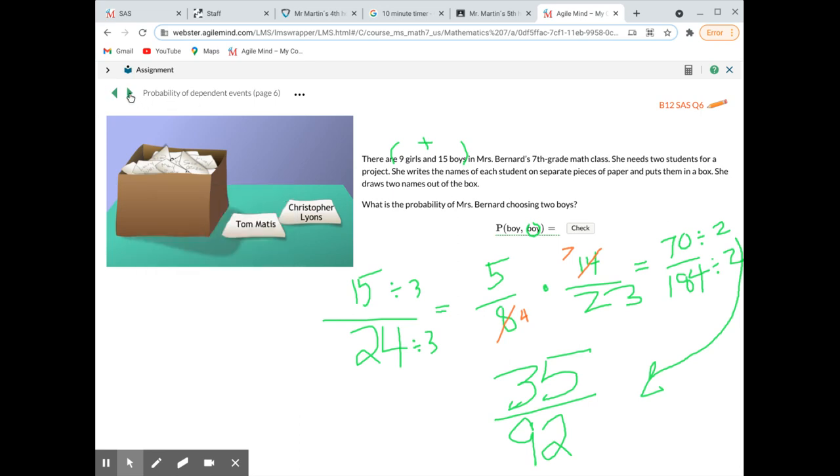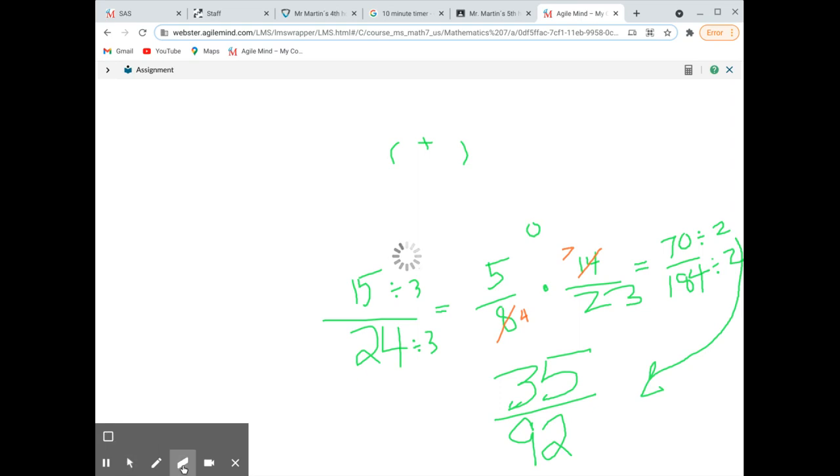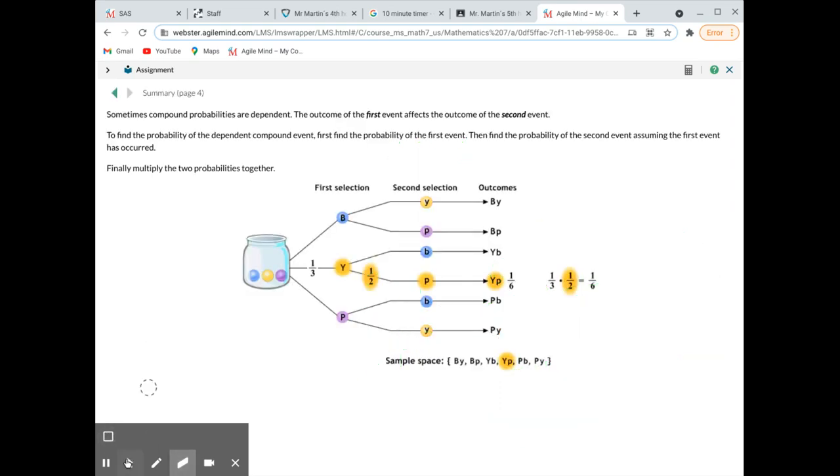All right, let's take a look at our summary. So if you would please read this for us, Mr. Brendan? Sometimes compound probabilities are dependent. The outcome of the first event affects the outcome of the second event. To find the probability of the dependent compound event, first find the probability of the first event. Then find the probability of the second event, assuming the first event has occurred. Finally, multiply the two probabilities together.